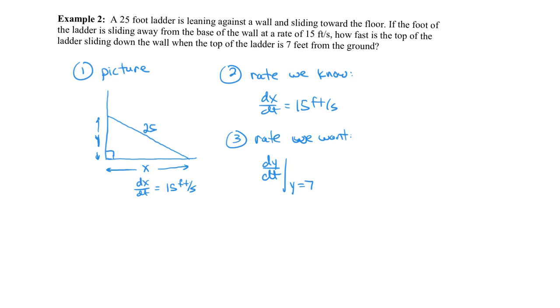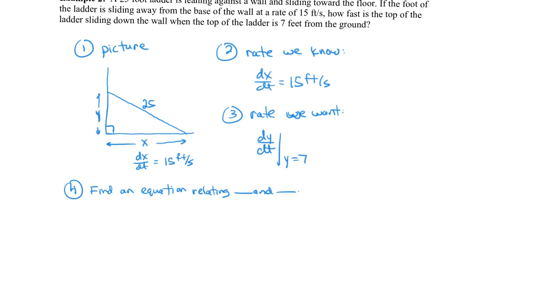And then step 4, we need to find an equation relating these two variables, x and y. Remember, to do that, we typically look at the picture and think of the geometry of the picture. The geometry in this case is this right triangle. So for an equation relating x and y, it looks like we could use the Pythagorean theorem: x squared plus y squared equals 25 squared.